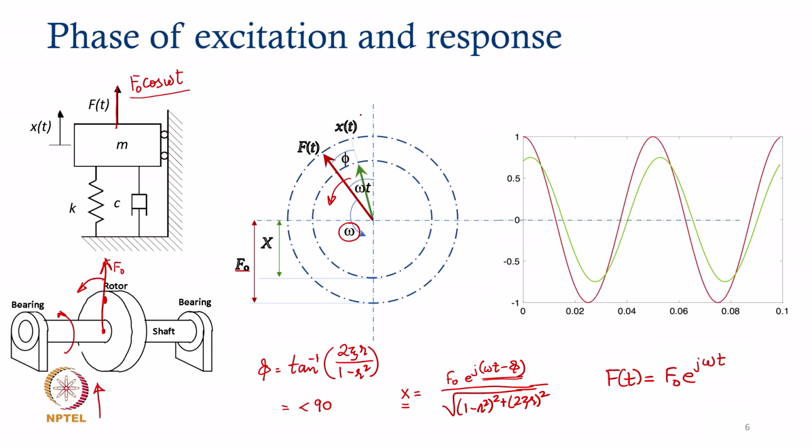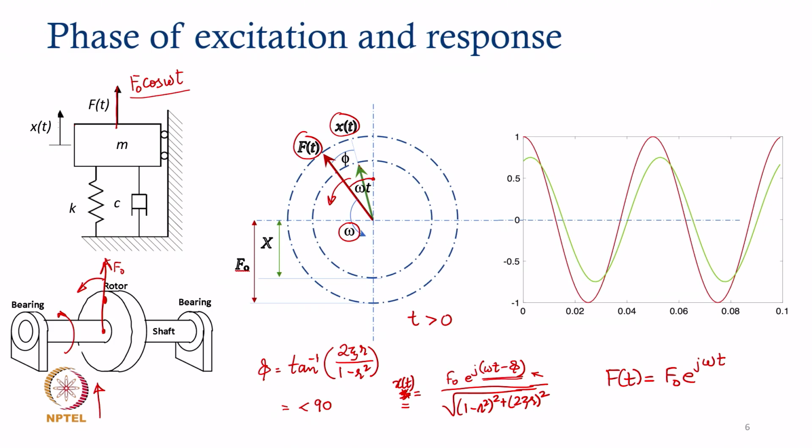So, at any instant of time t greater than 0, this is a snapshot of the two vectors, the force vector and the response vector. Instead of x, if I write this as x of t, then this is not the amplitude, because we have included the time variation in the form of e to the power j omega t. So, x of t is the response vector shown by this green colored vector.